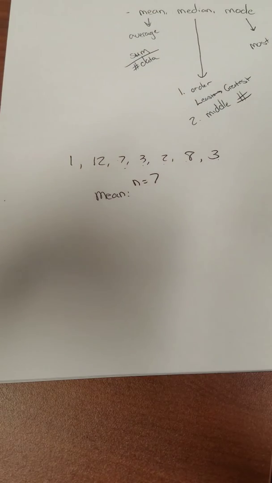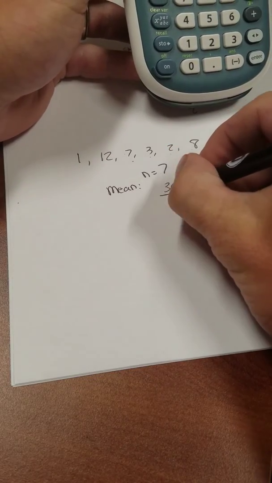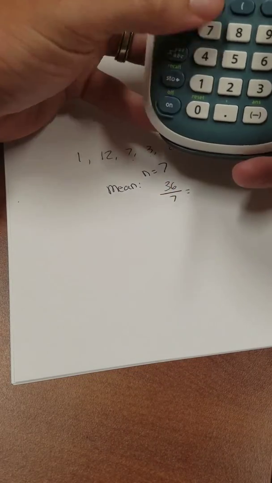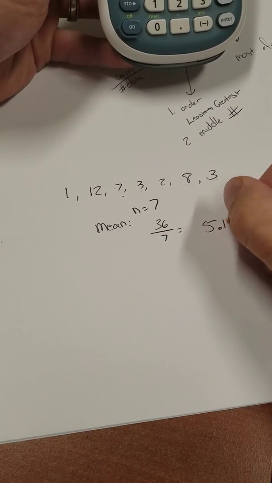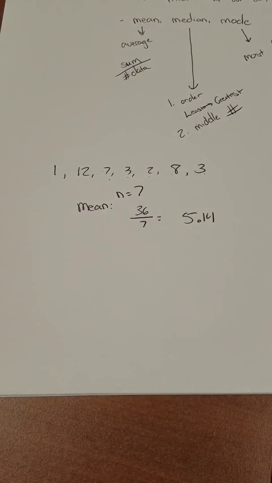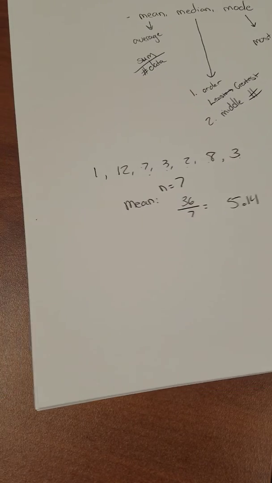So add all your numbers up. 1 plus 12, 7, 3, 2. So we get 36. So it's 36 divided by 7. That gives us a mean of 5.14. Okay, so that's the mean of our data. Median.